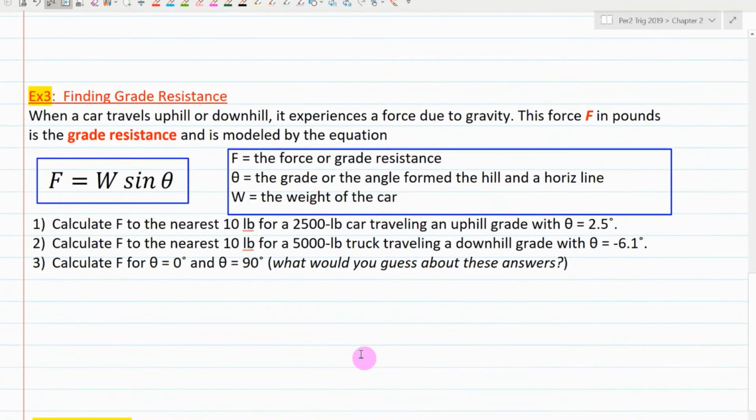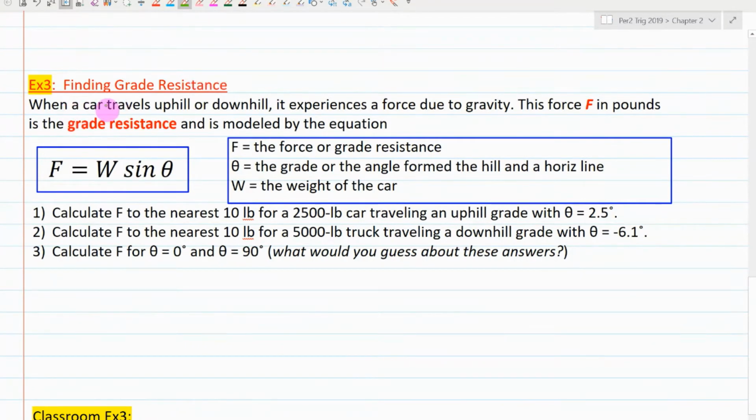Okay, for example 3, we're going to be finding grade resistance. So when a car travels uphill or downhill, there's a force due to gravity, okay? So that force due to gravity, they measure that in pounds, and it's called grade resistance, okay? And it gives you this equation. So that force, that grade resistance, is equal to the weight of the car times sine theta. Theta is the angle of the hill with a horizontal line, okay?